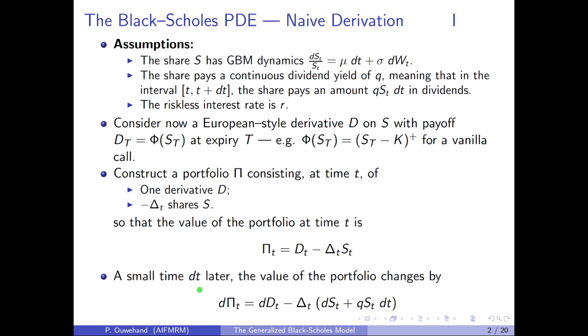A small time dt later, the value of the portfolio will change, and the amount by which it will change, i.e. dPi_t, will be the change in the value of the derivative minus delta times the change in the value of the share. Moreover, because we are short delta many shares, we also have to pay the dividend yield for delta many shares. In other words, we have to pay delta times q times S dt. And hence the change in the portfolio value is given by this expression here.